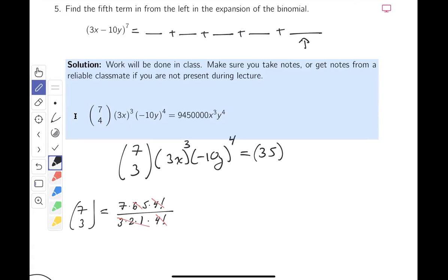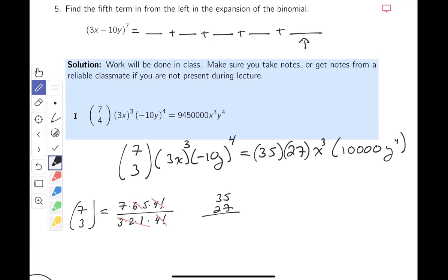3 cubed. That's 27. x cubed. Oh, now I got what I got. I got minus 10 to the 4th power. It's a positive number. What do you get? 10,000 y to the 4th power. I have to do some arithmetic over here. I know it annoys some people to do arithmetic, but you really need to learn it. So 35 times 27. And again, it's not a speed contest. You take your time doing it. I'd say hopefully not using a calculator to do this, but there would be nothing wrong with that.